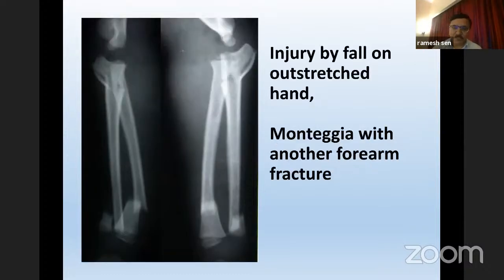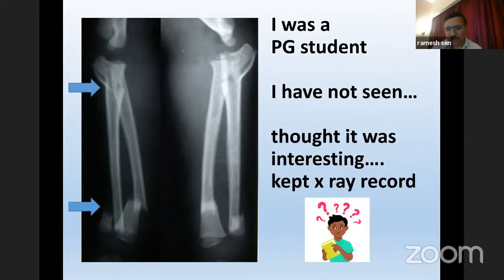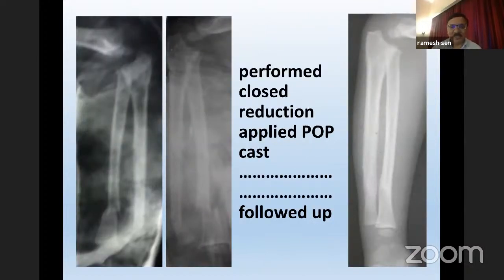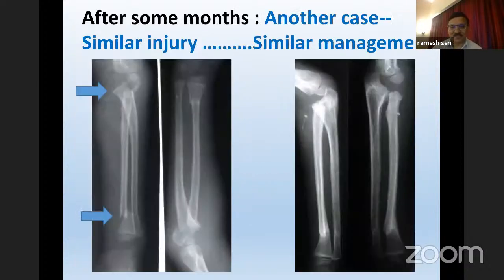But when you see both these things together, this was something interesting for me. How must it have happened? What should be the mechanism of such a thing? Anyway, at that time, most of the time we were doing closed reduction. I did a closed reduction after looking at these x-rays, considering what my options were. As an interesting case, I kept its records. I applied a POP cast, I followed this case up, and this is the follow-up x-ray of this case.